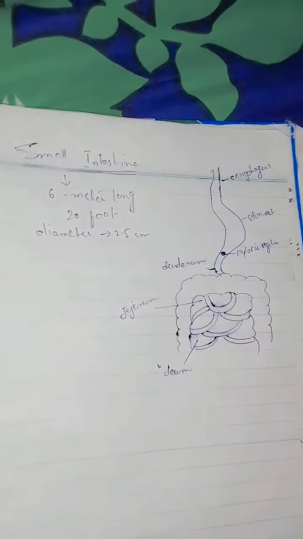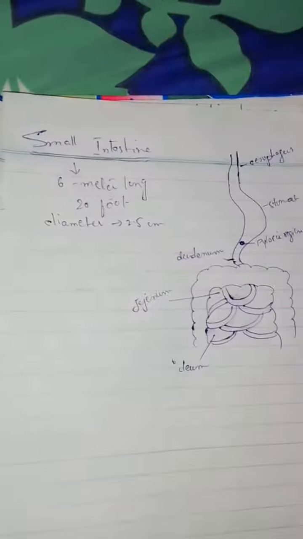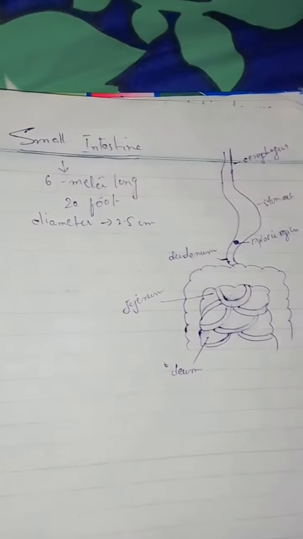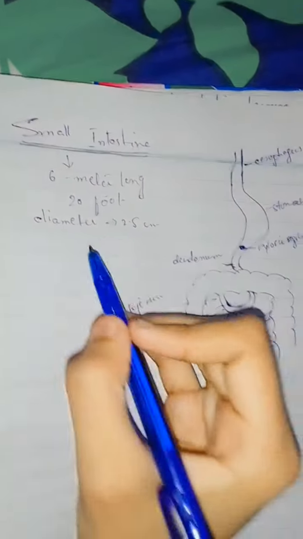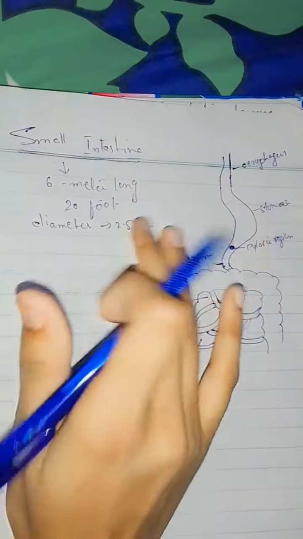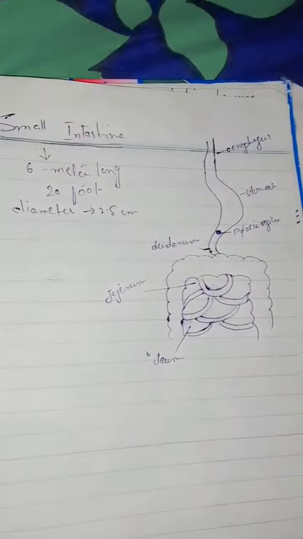Today we are going to discuss the small intestine. Basically, the small intestine is 6 meters long, which is about 20 feet, and its diameter is about 2.5 centimeters.